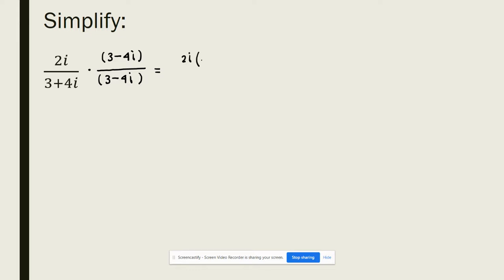So it's 2i times 3 minus 4i. And now that's all over 3 plus 4i times 3 minus 4i. In the top, I get to distribute. So 2i times 3 would give us 6i. 2i times negative 4, well, 2 times negative 4 is negative 8, and i times i is i squared.